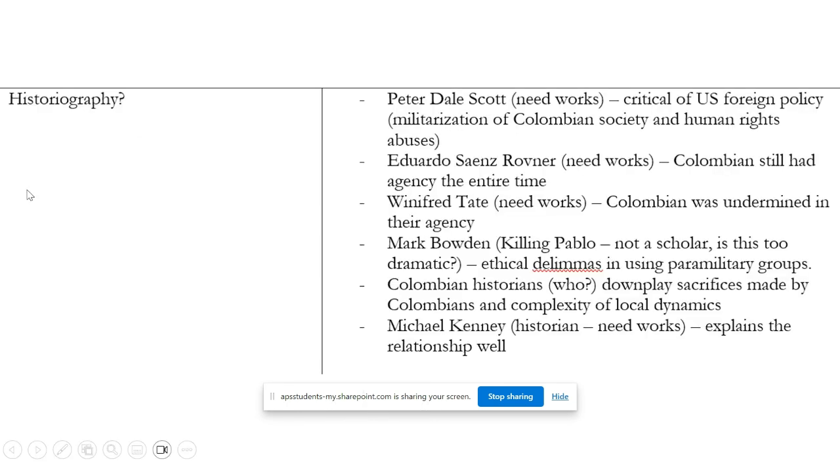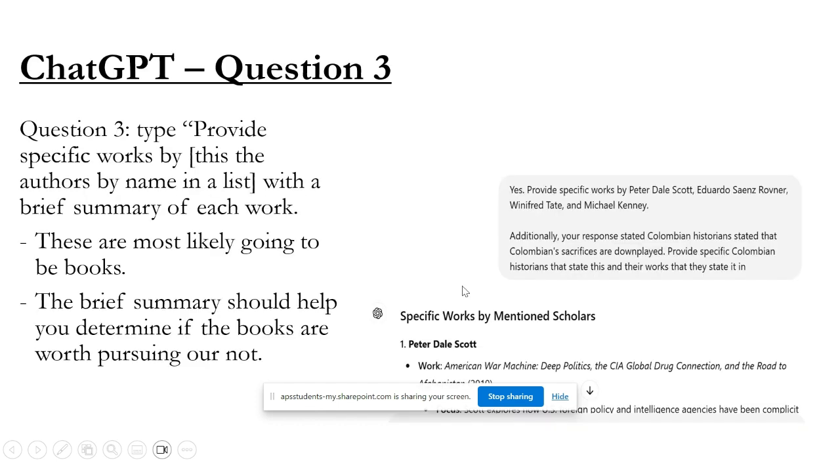So again, this is how I did it in my own. I wrote the historiography, and then these were people that it gave me. You can see in my own example, it didn't give me any works, just basically told me what they talked about. And so I'm going to ask later on more specifics. This is where I do that. So my third question is provide specific works by, and then I just list off the authors that ChatGPT had given me, which you can see over here.